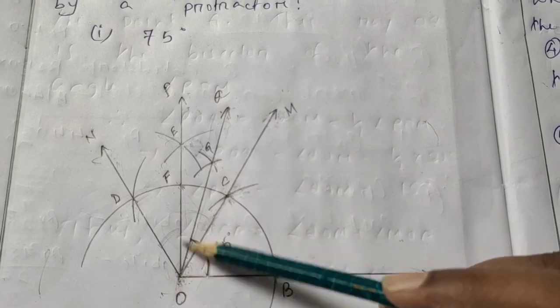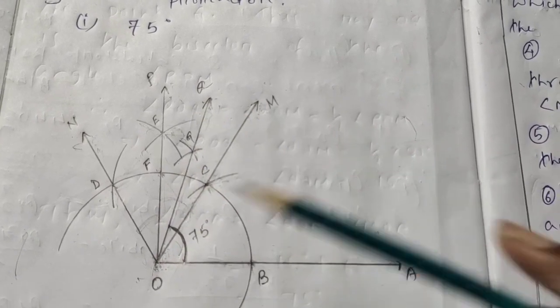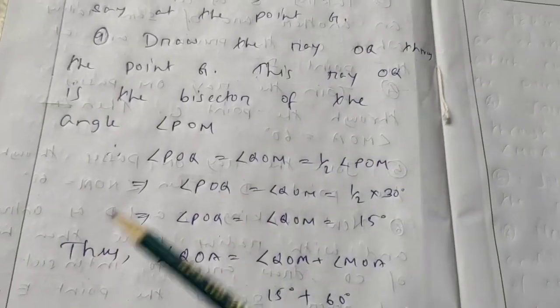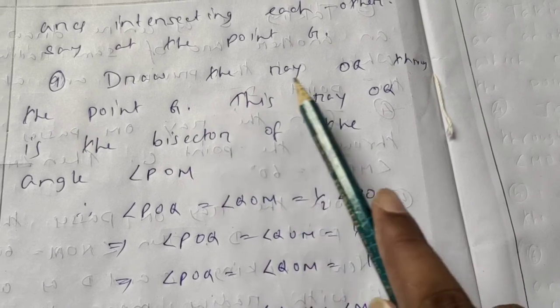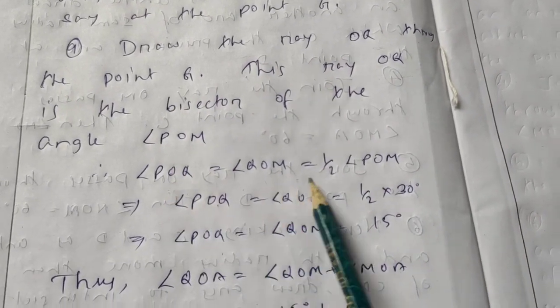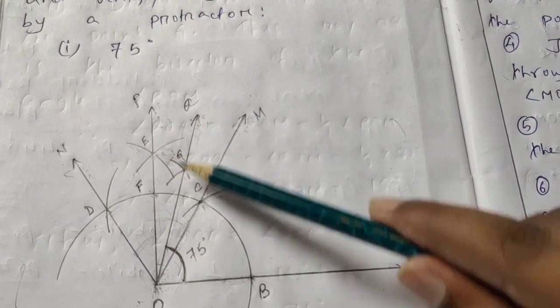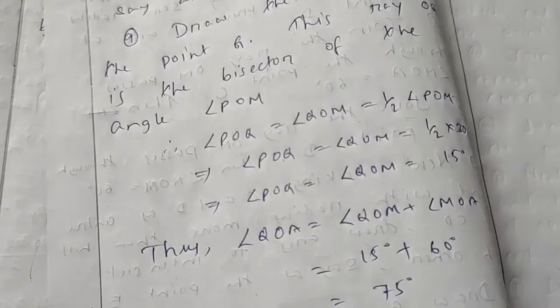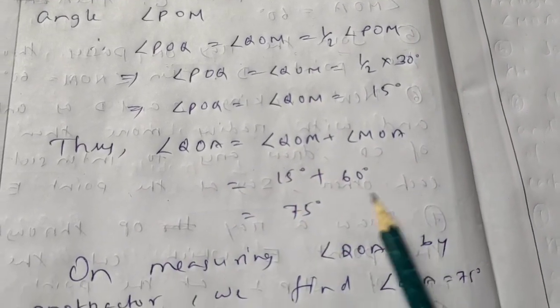Now you draw ray OQ which will pass through the point Z, and this OQ is actually the angle bisector of angle POM. So step number 9, draw OQ. This ray bisects, so POQ equals QOM equals half of POM. So it will be 15 degree. Now QOA equals QOM plus MOA, 15 plus 60 is 75 degree.